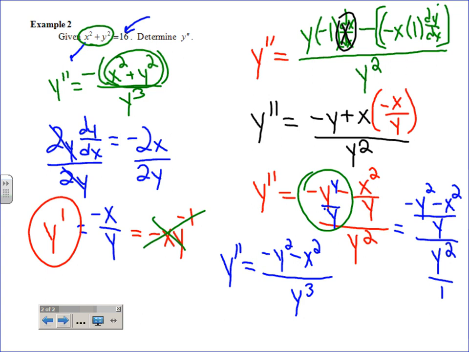X squared plus y squared in this problem has to equal 16, correct? Do I have x squared plus y squared right there? Can I replace it? Sure. It happens surprisingly a lot.